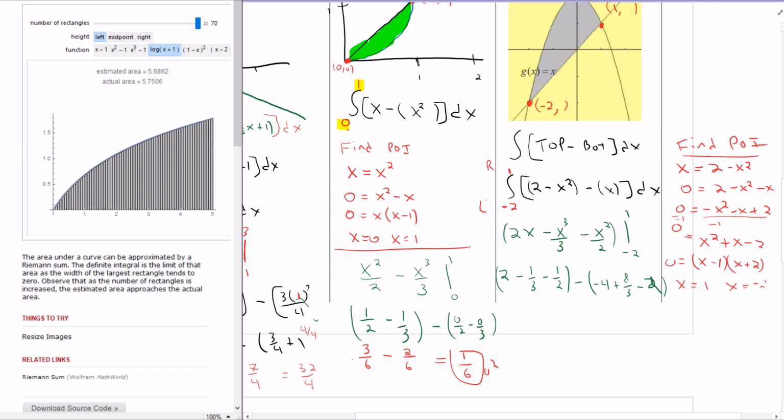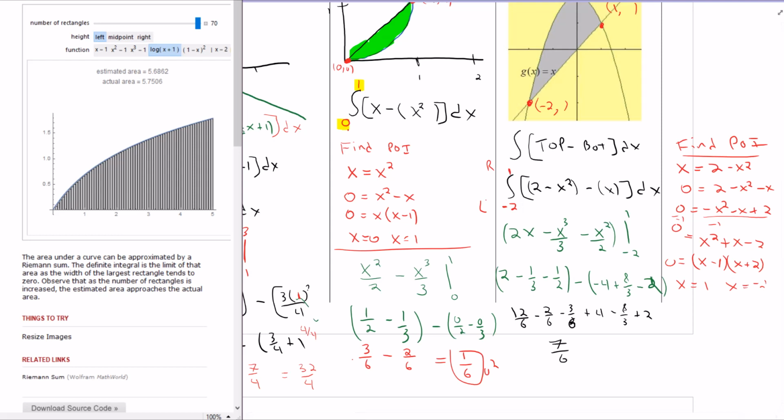Let's go ahead and distribute that. Let's get all of these with a common denominator. The common denominator is going to be 6. This is going to be 12 sixths minus 2 sixths minus 3 sixths. This is going to be plus 4 minus 8 thirds plus 2. Combine all these together, and we're going to get 10. This should be a 6, 7 sixths.